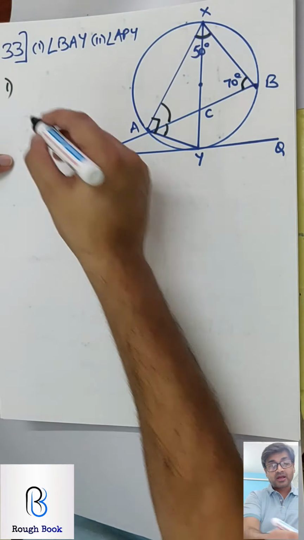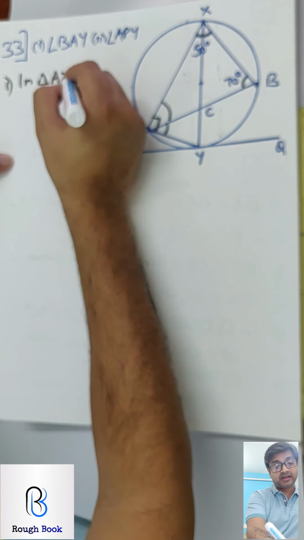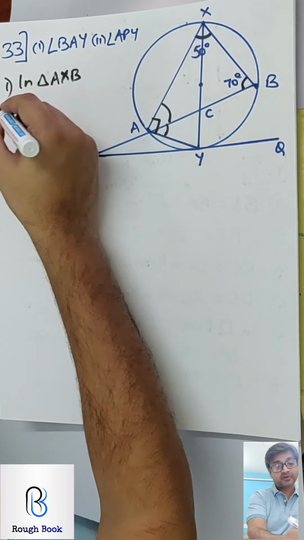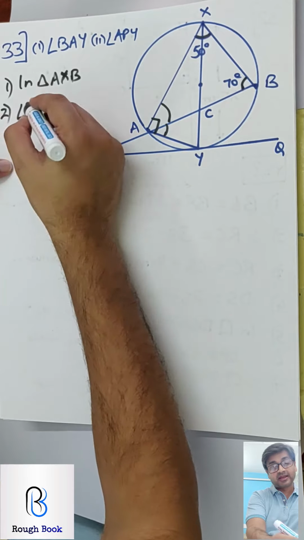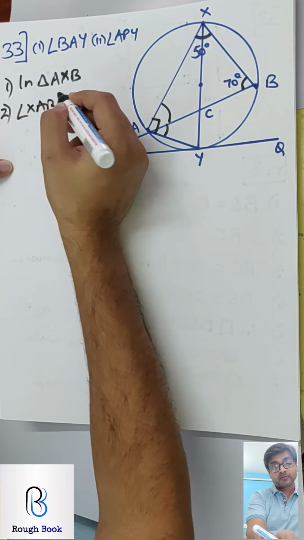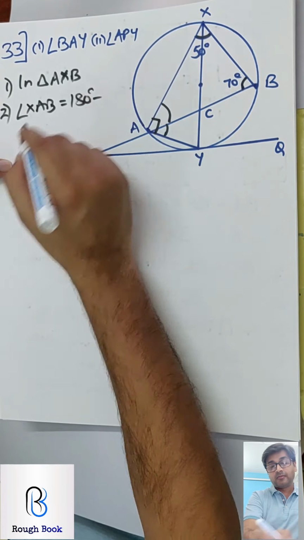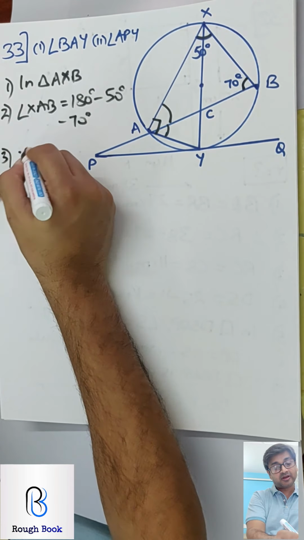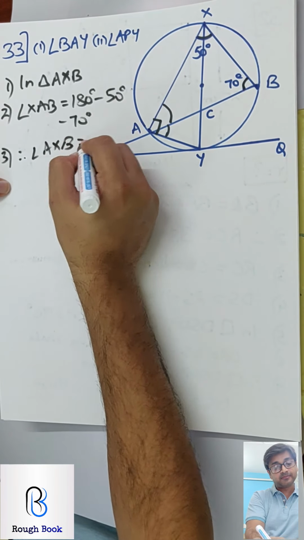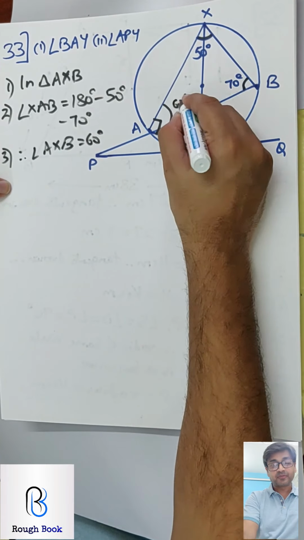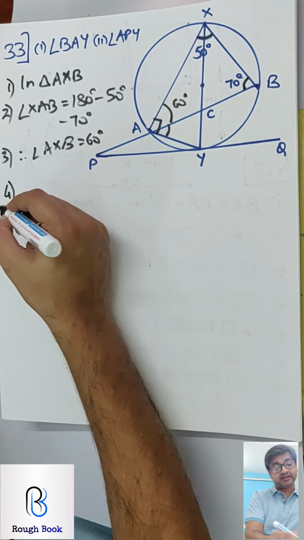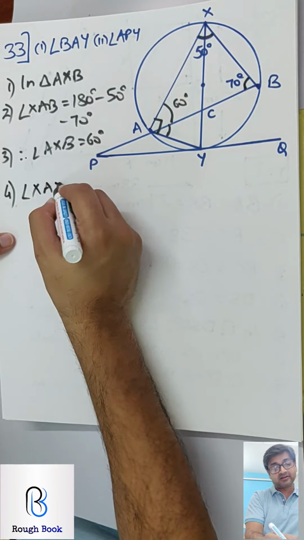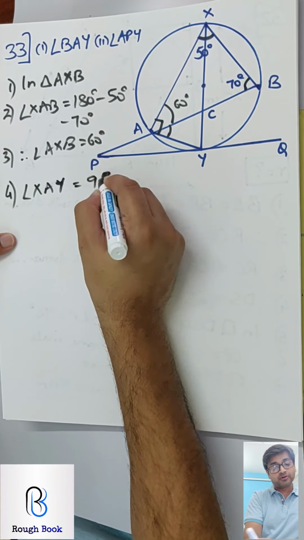So step 1, I will say in triangle AXB, angle XAB is equal to 180 minus 50 minus 70. So therefore I can say AXB equals 60. Now we'll call this one as 90. So we will say angle XAY is equal to 90.